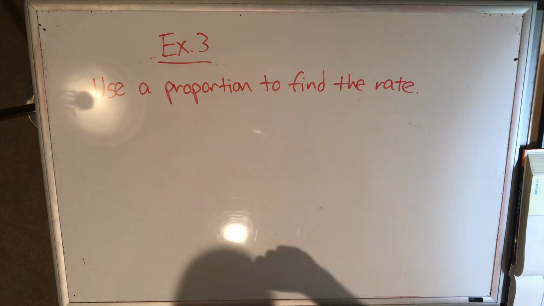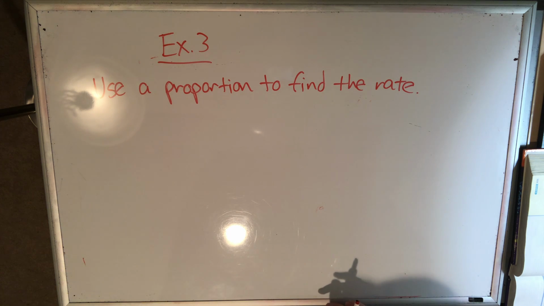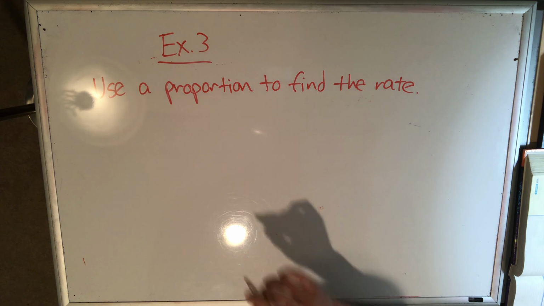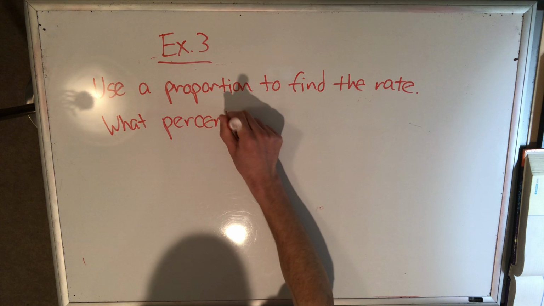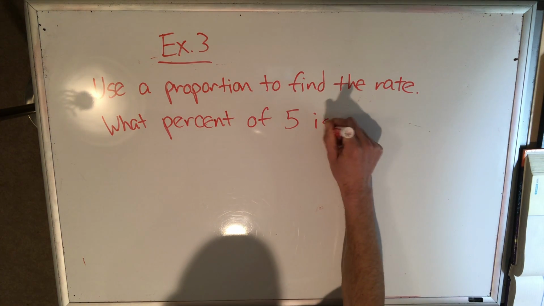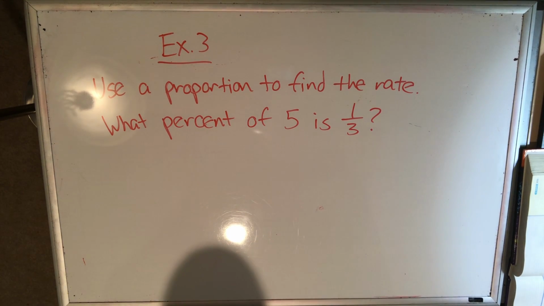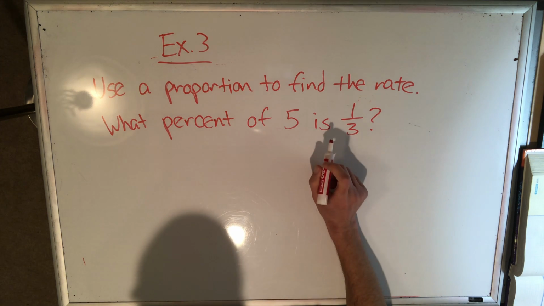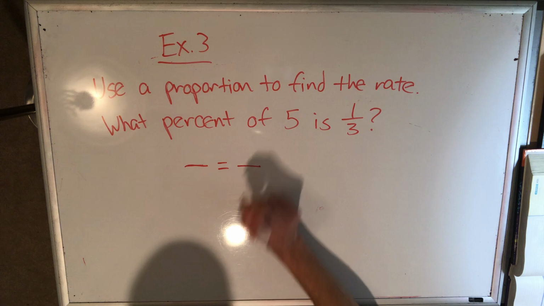Or two equal ratios, or two equal fractions, in other words. What percent of 5 is 1/3? So instead of using a formula such as percent equals is over of, or translating this into an algebraic equation, we can set up two equal fractions to use the proportion method.